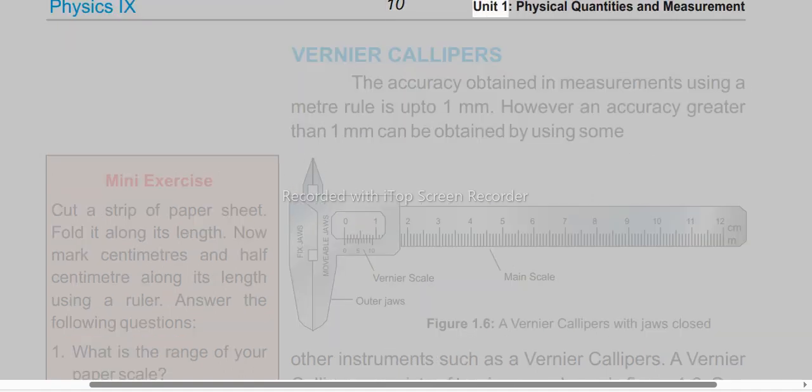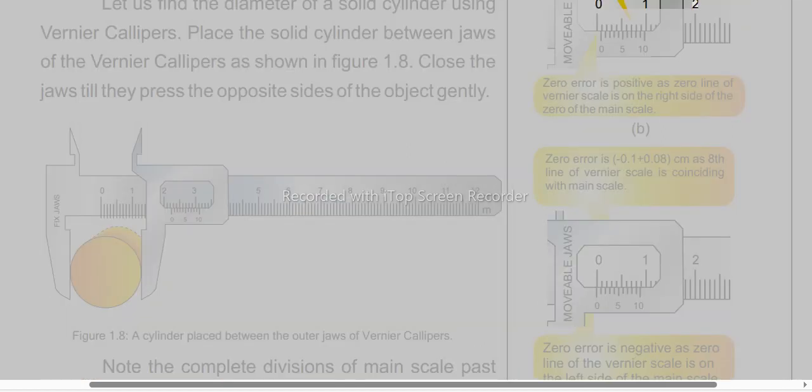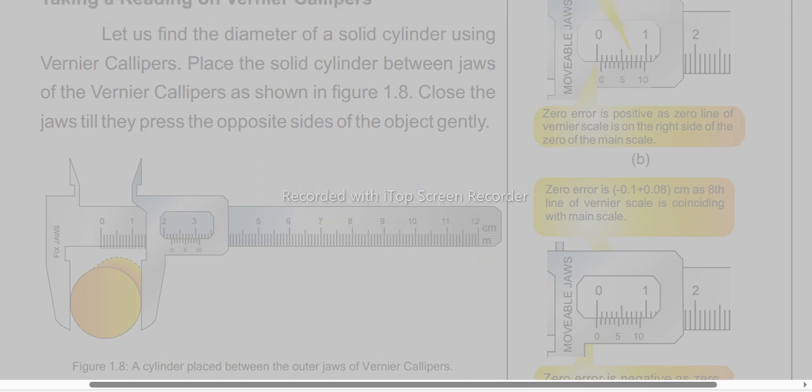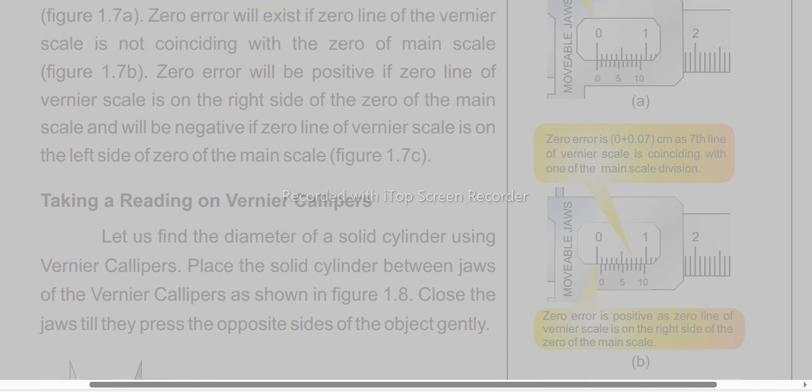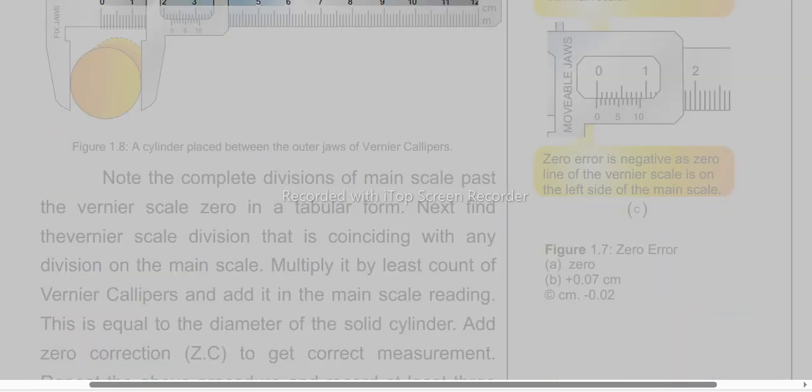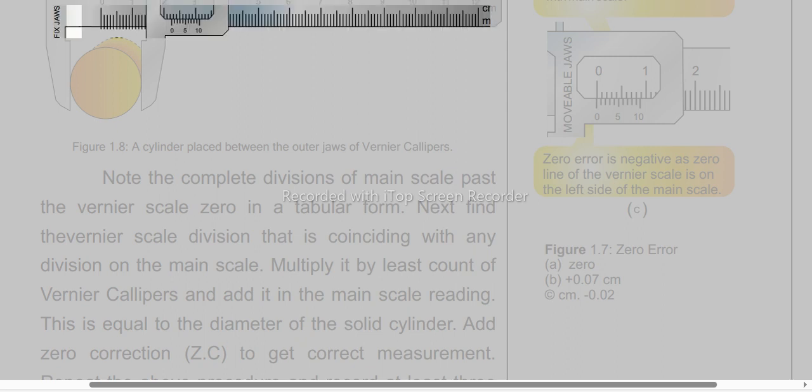Physics 9-10 Unit 1, Physical Quantities and Measurement. 0, 1, 2. 0, 5, 10. Movable jaws. 0, 1, 2, 3, 4, 5, 6, 7, 8, 9, 10, 11, 12 centimeters. Fixed jaws 0, 5, 10.